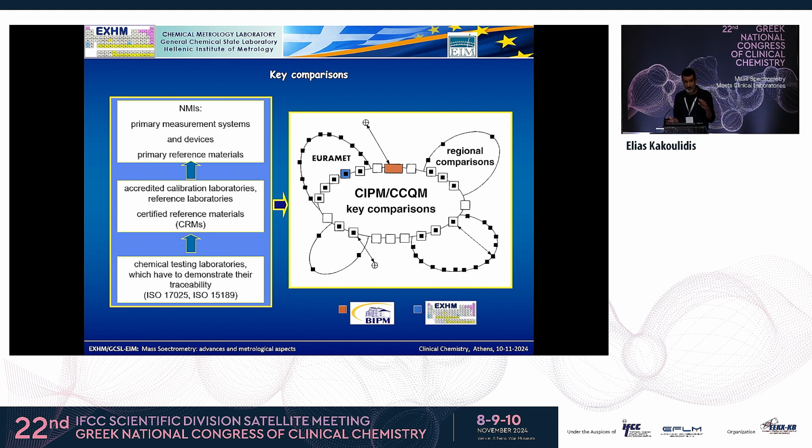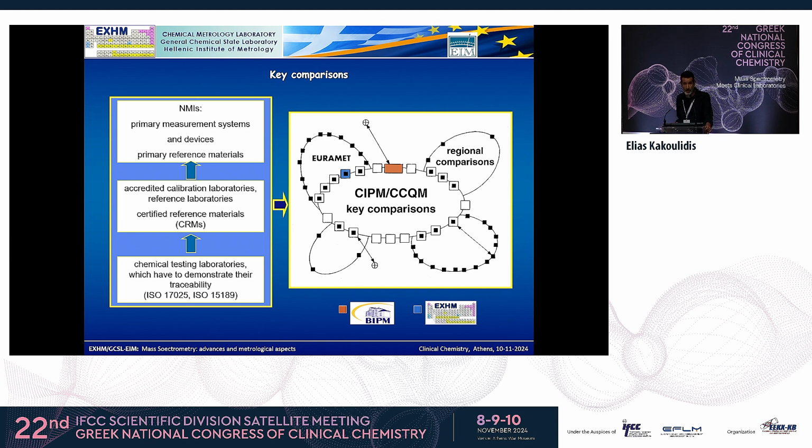So how does this system function? All the metrology institutes participate in comparisons that are performed under the auspices of the BIPM or the Regional Metrology Organization, EURAMET for Europe, and they provide their measurements. If they are successful, it is like a proficiency testing, putting it simply.